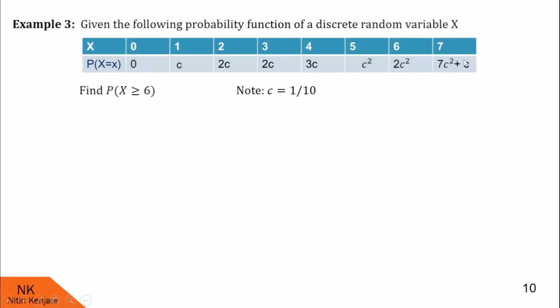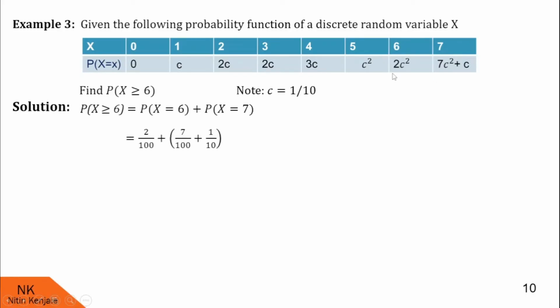Here I am taking the same distribution table and asking you to find the probability of x greater than or equal to 6. So ask yourself, what are the values of x that are greater than or equal to 6? They are 6 and 7. So to find P of x greater than or equal to 6, we simply add probabilities of x equal to 6 and x equal to 7. That is 2c square plus 7c square plus c, where c is 1 by 10. When we add it, we find the probability of x greater than or equal to 6 is 19 by 100, that is 0.19. Let us proceed to the next example.